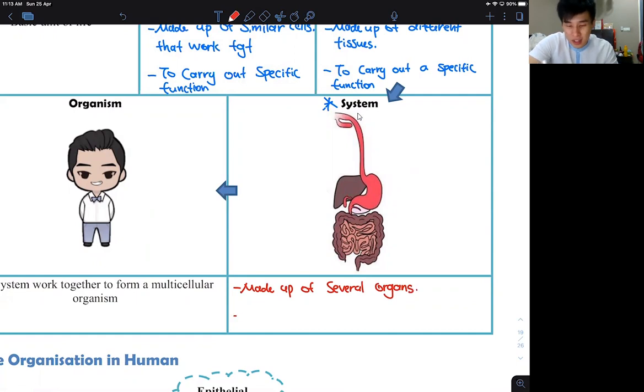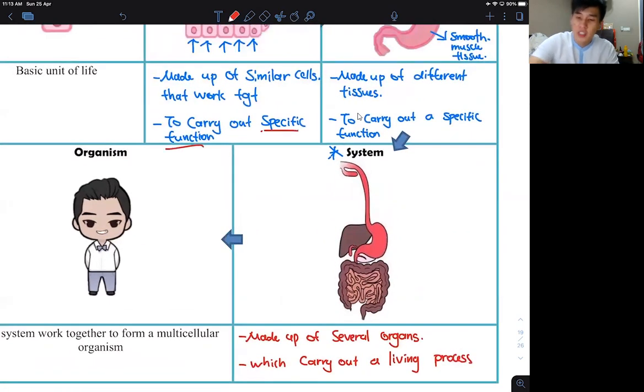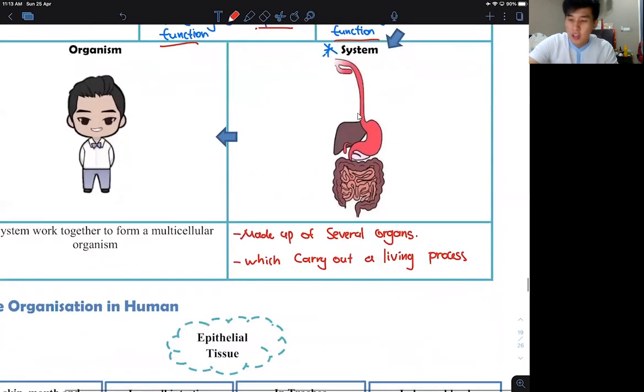Whereby, for organs, now we don't say specific function already. You can say which carry out a living process. So just now was specific function. Now it's living process. So living process is different organs actually also can. So I would say here there's a few organs. One system definitely has more than one organ.